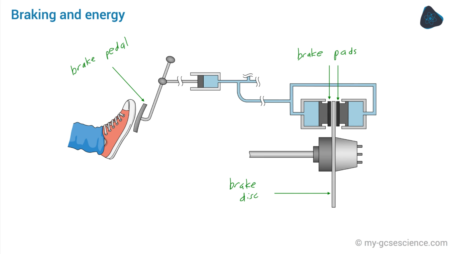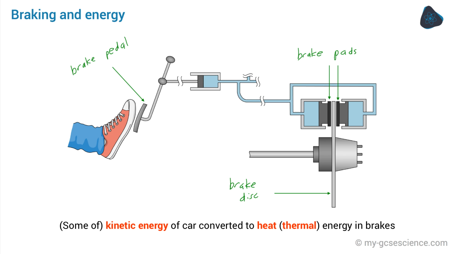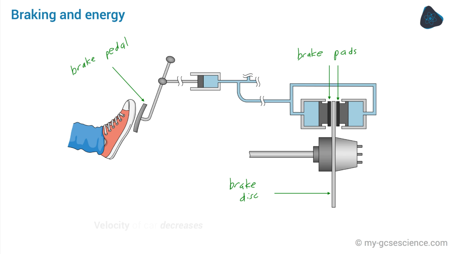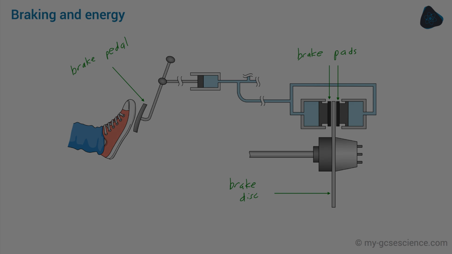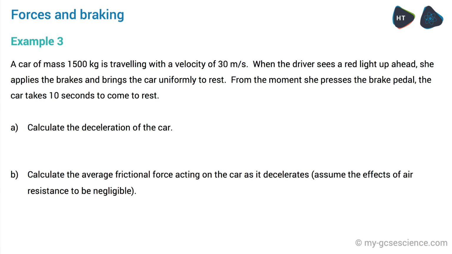A moving car has kinetic energy. When the brakes are applied, work is done by the frictional force acting between the brake pads and the wheels. This causes some of the kinetic energy of the car to be converted into heat energy in the brakes. The car slows down and the temperature of the brakes increases, for a time at least. If the brakes get too hot, their effectiveness could decrease or they could stop working completely. Have a read through example 3 now.